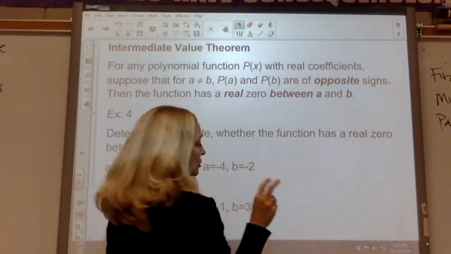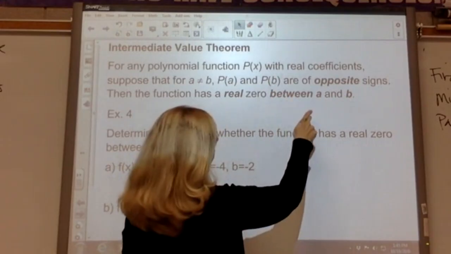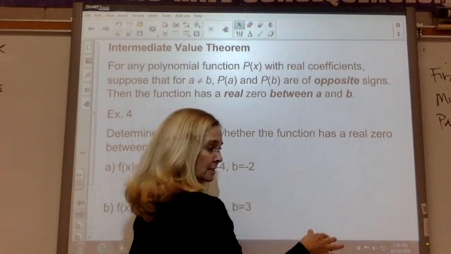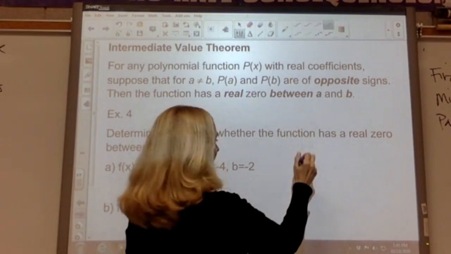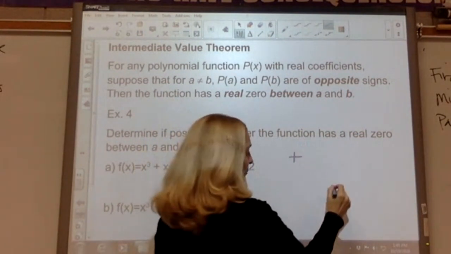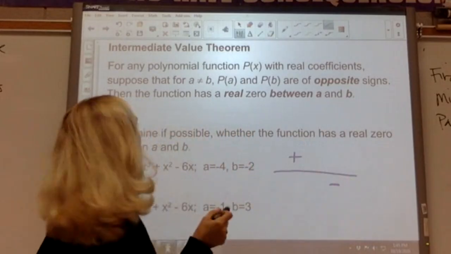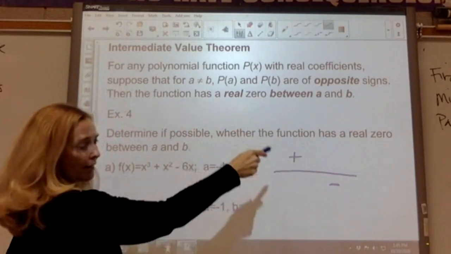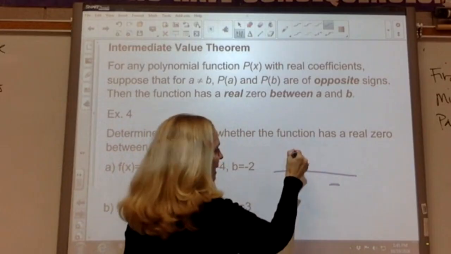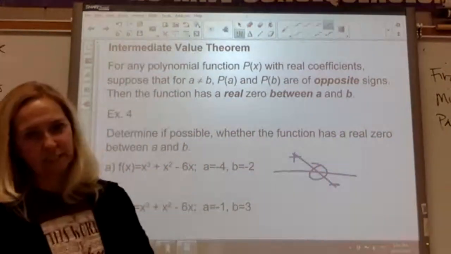So what they're saying is you have two numbers, and when you plug them into the function, you get two y values that are opposite signs. Okay, so let's just say that you plug it in and you get p of a and it's a positive number, and the other y value is negative. Okay, here's your x-axis. What this intermediate value theorem is saying then is there's a real zero between a and b, because if one of them is positive and one of them is negative, then at some point between here and here, it has to cross the x-axis. So you've got a real zero somewhere there. That's what this is saying, okay?